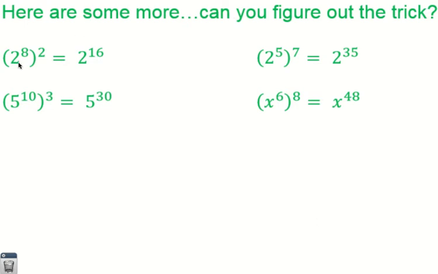If we have 2 to the 8th to the 2nd, it ends up being 2 to the 16th. If we have 2 to the 5th to the 7th, it ends up being 2 to the 35th. 5 to the 10th power, all of it to the 3rd power, ends up being 5 to the 30th. And x to the 6th to the 8th ends up being x to the 48th. So what's the trick? What's the shortcut?